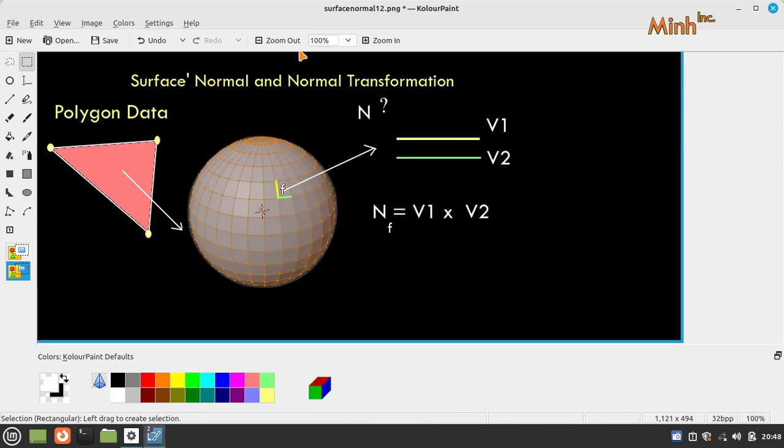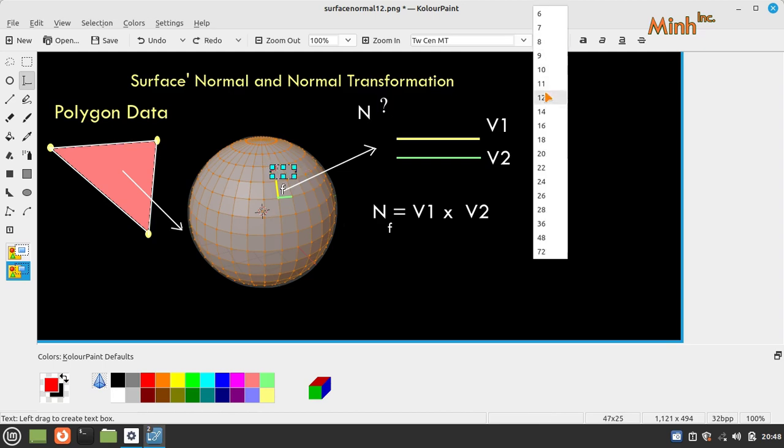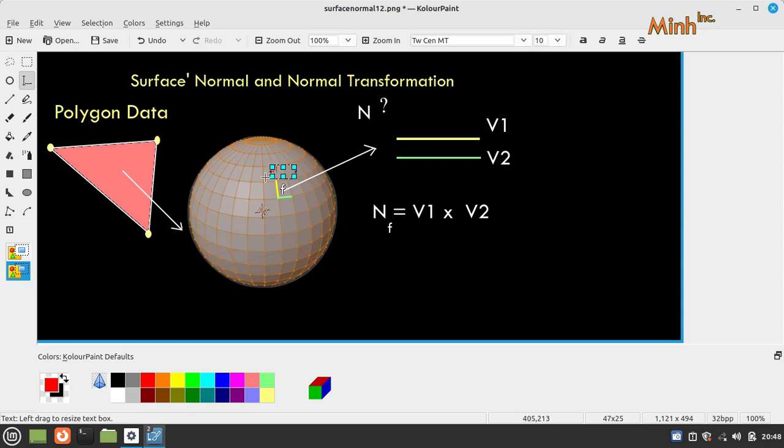Okay, we intended here. Same thing, I am not going to zoom now. So I can say this is P1, this is P2, and this is P3.